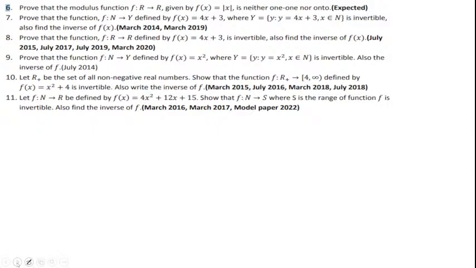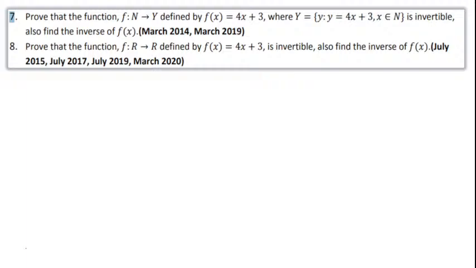So the first question. What is given? The given function f of x is equal to 4x plus 3, where the function is defined from the set of natural numbers to set Y, where Y is the set containing natural numbers of the form 4x plus 3 in terms of y. You have to show that the given function is invertible and also find its inverse. Clear?